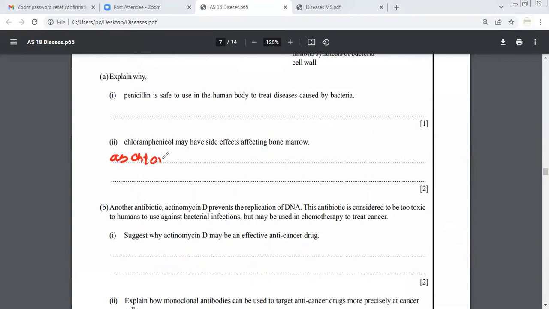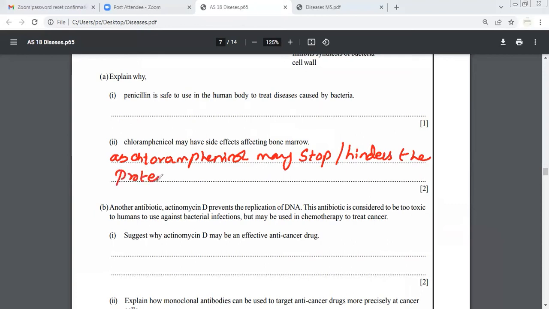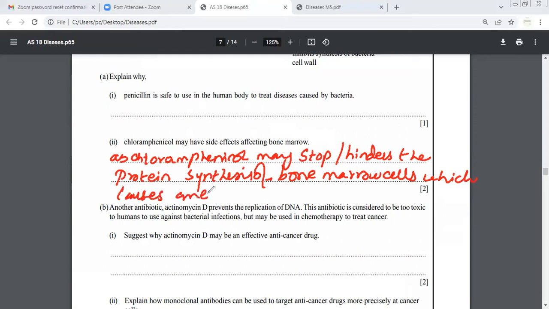As chloramphenicol may stop or hinder the protein synthesis of bone marrow cells, which causes anemia and leukemia in a person during its use.